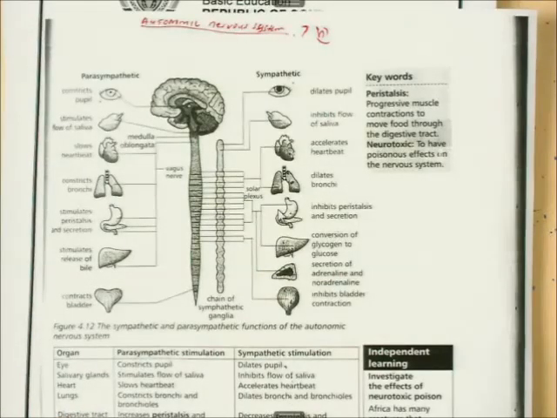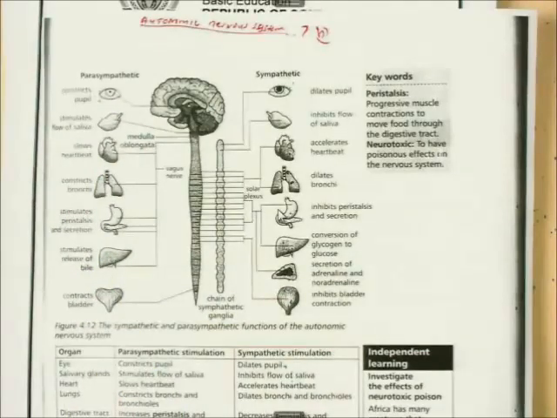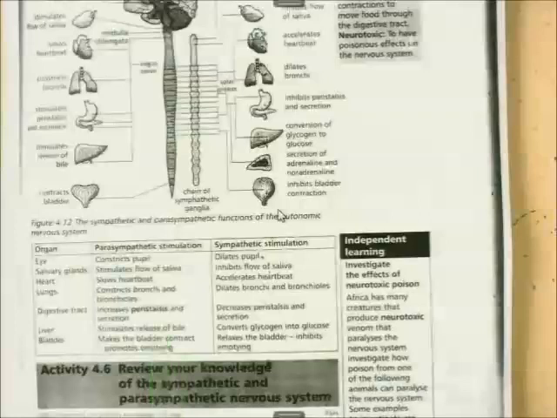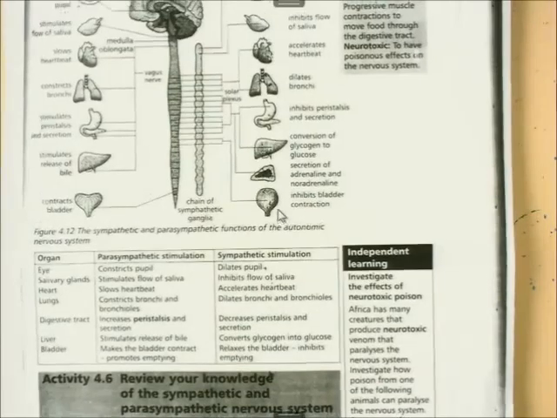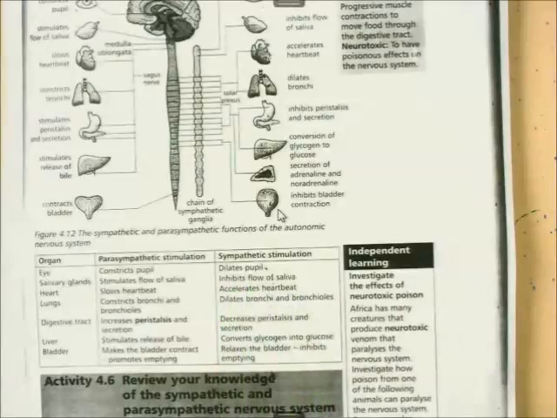So now, here we have an eye as an organ. Under the parasympathetic nervous system, the pupil of your eyes will constrict. But after the stimulation, the sympathetic nervous system will take over, and then it will cause the pupil of your eyes to dilate.